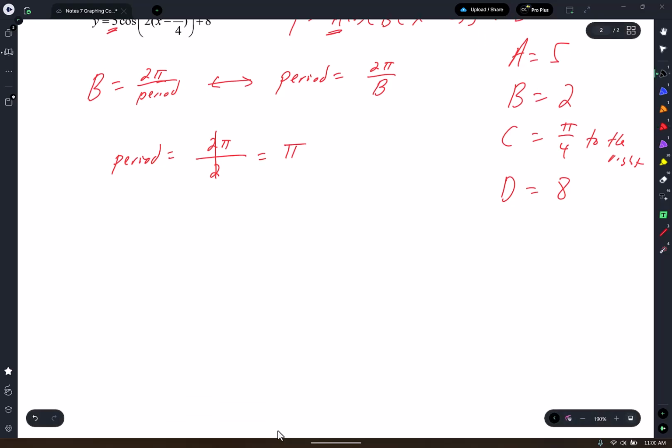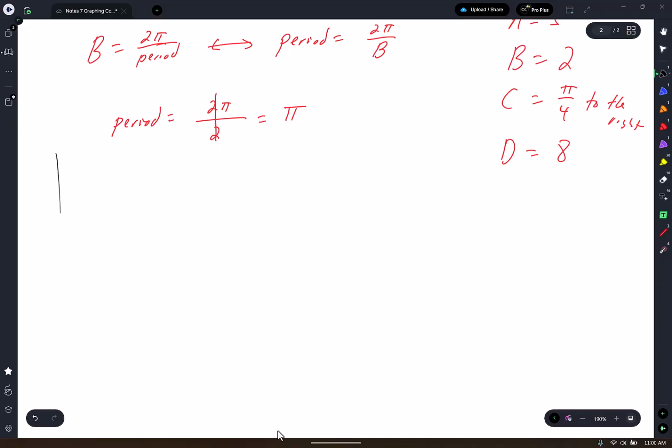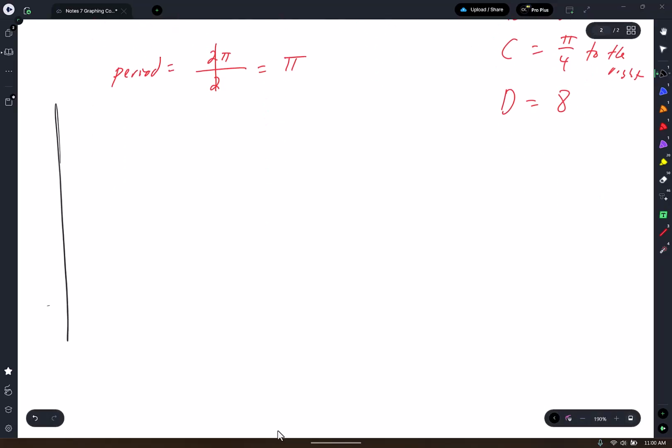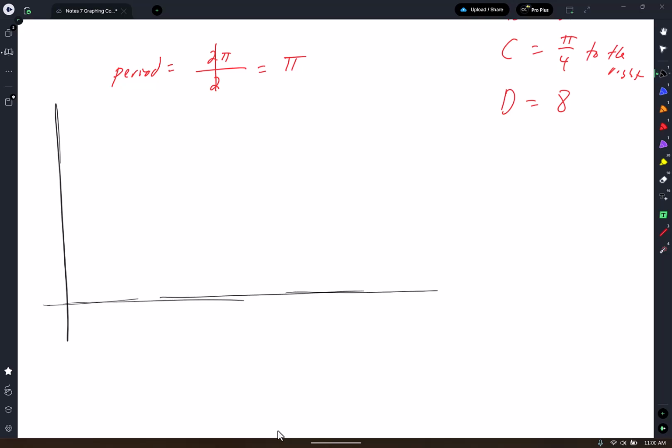All right, here we go. Draw a grid. It doesn't have to be perfect. I'm going to say this is my y-axis. And I can see that the midline is 8 and my amplitude is 5. So I'm going to be everything above, in quadrant 1. So I'm going to exaggerate and I'm going to say here's the x-axis. So do that.